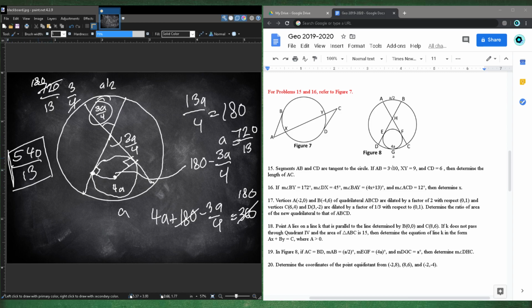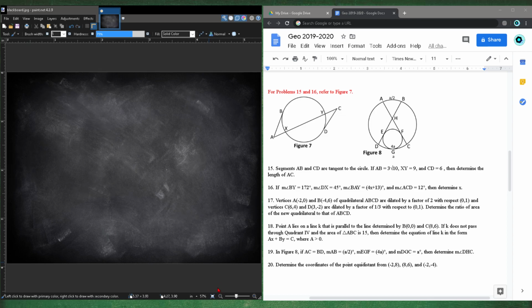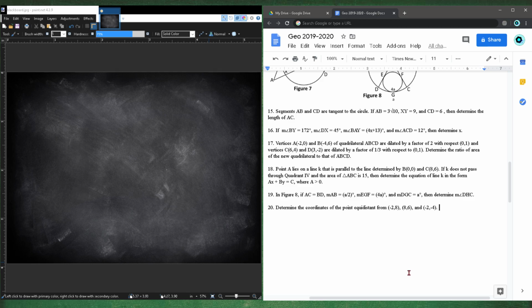In their answer, which is the second one, I actually disagree. They put 720 over 13. I think that's because they only solved for a and forgot to solve for the real question, which is actually the angle. But the actual answer should be 540 over 13, which I believe it is, if my math is not incorrect. Okay, number 20, finally.